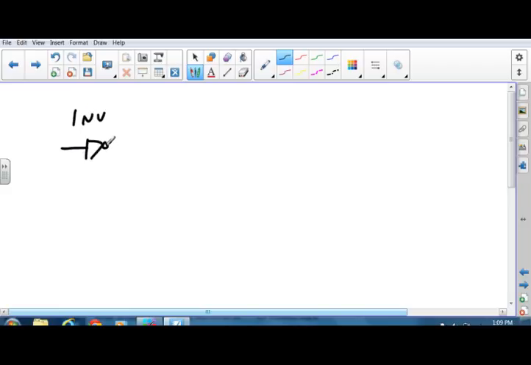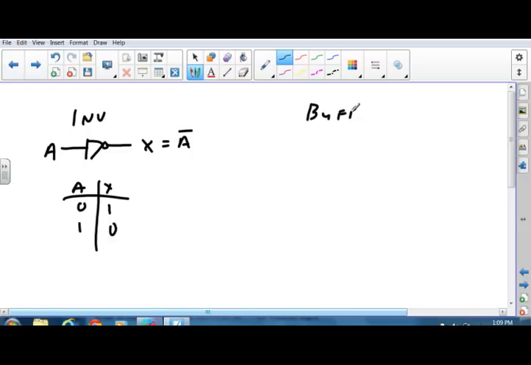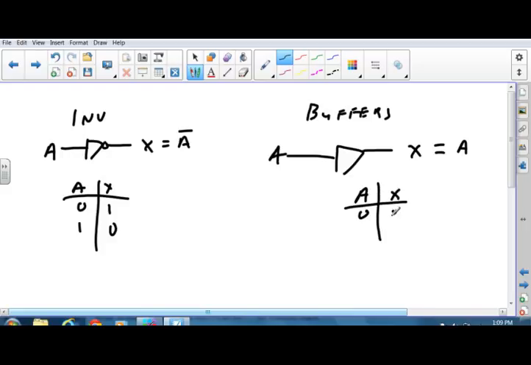They look like that. They have math that goes A, X, and X is equal to not A. And they have a truth table, A, X: 0, 1; 1, 0. And we have buffers, and they look like that. We have an A in and an X out, and X is going to be equal to A. The truth table: 0 gives me 0, 1 gives me 1.